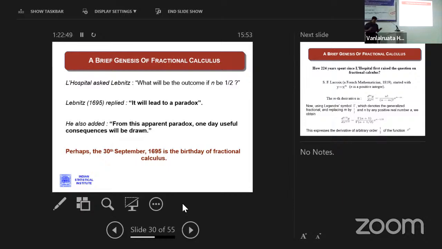So, there is a story. L'Hospital asked Leibniz what the outcome would be if n be half. Leibniz replied that it would lead to a paradox, in 1695. He also added, from this apparent paradox, one day useful consequences will be drawn. Perhaps the 30th of September 1695 is the birthday of fractional calculus.